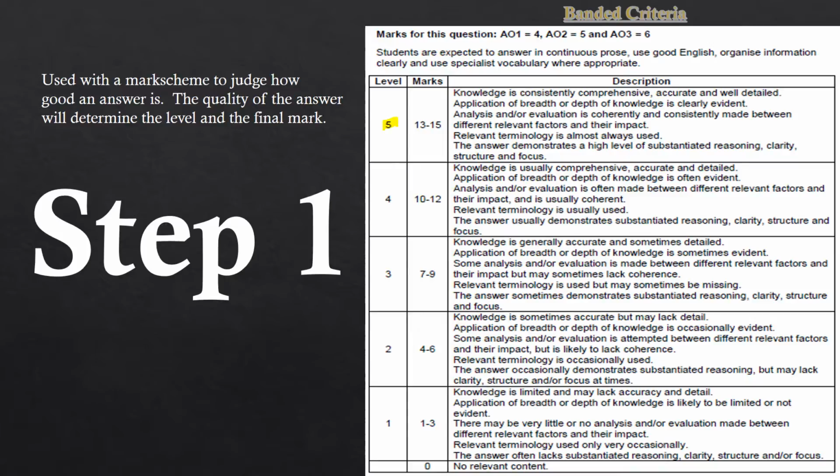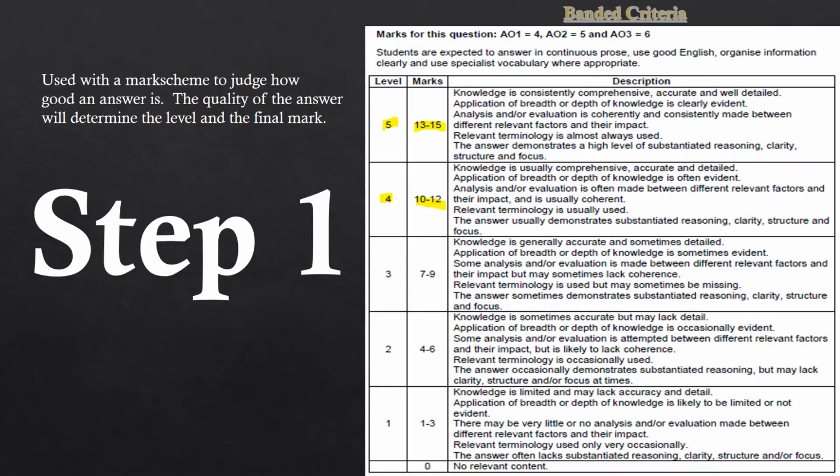If all of the things in the description box are met within an answer, the maximum amount of marks you'd be able to achieve would be 13 to 15 marks. And similarly, if you look down at a level 4 answer, if all the things achieved within the description box were met, then you could achieve a 10 to 12 out of 15.